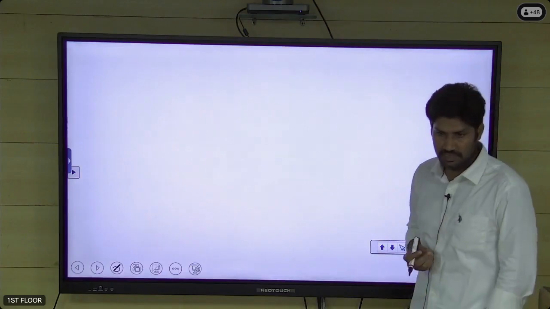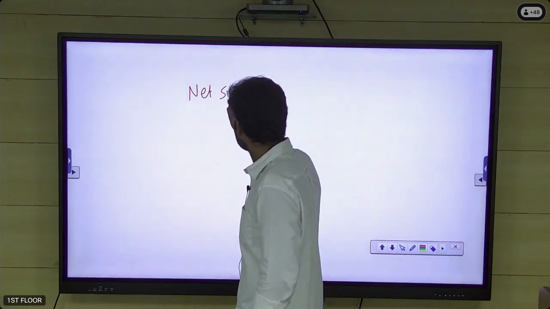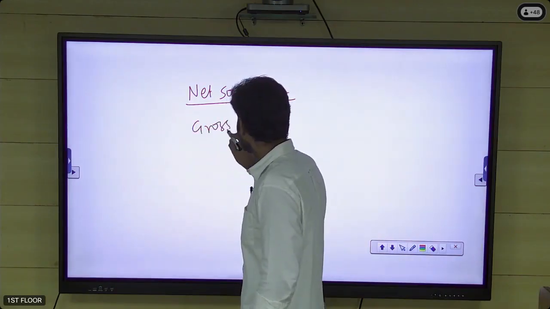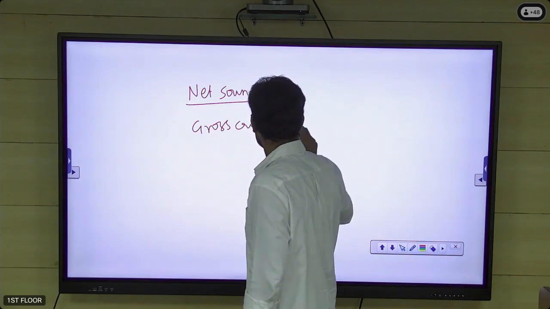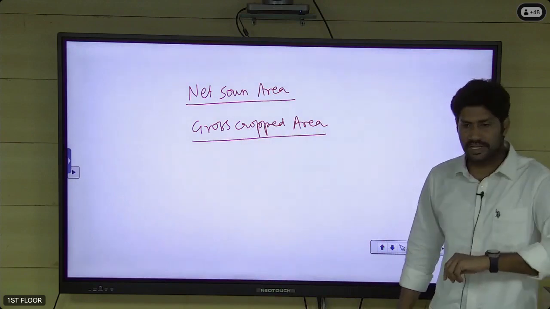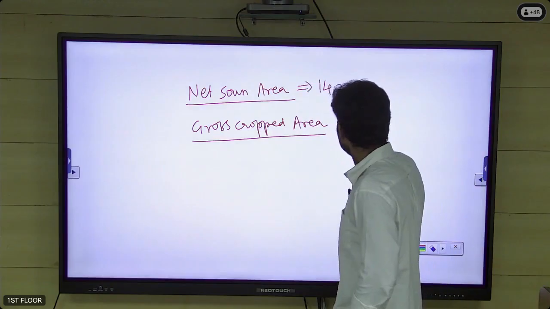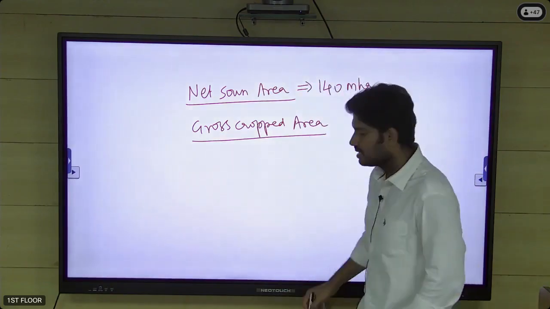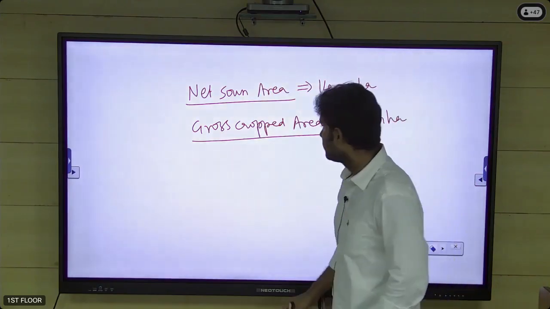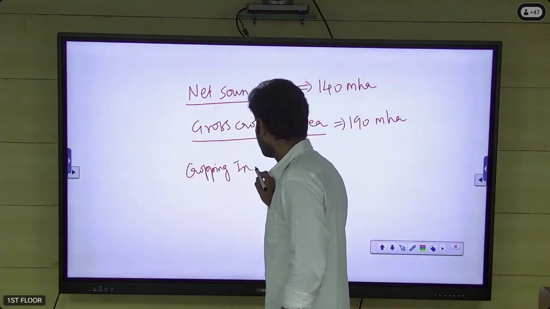On a simple basic concept, we start with one simple concept. Net sown area, gross cropped area. So currently in India, the net sown area is approximately 140 million hectares, and the gross cropped area is 190 million hectares. Based on that, we can calculate the cropping intensity index, or simply called cropping intensity.